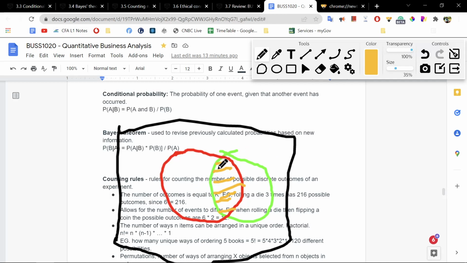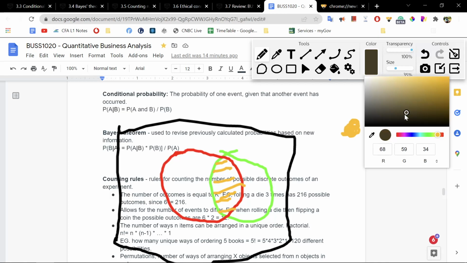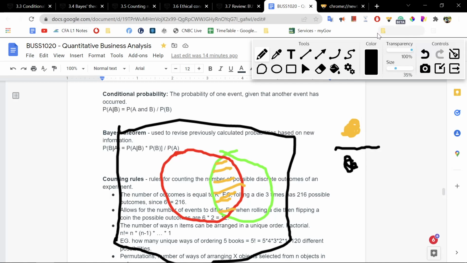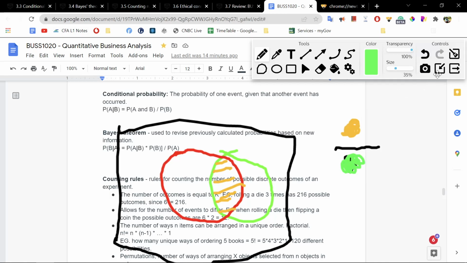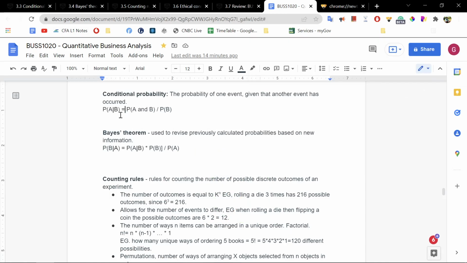Okay, so what is the probability of event yellow happening given that the green probability has already happened? So when we talk about given, we just disregard the red, okay? So what is the probability of yellow happening given that green has occurred? What we do is we take yellow and divide it by green. So let's look at that. We take the joint probability of A and B, so yellow and green, divided by the probability of green.